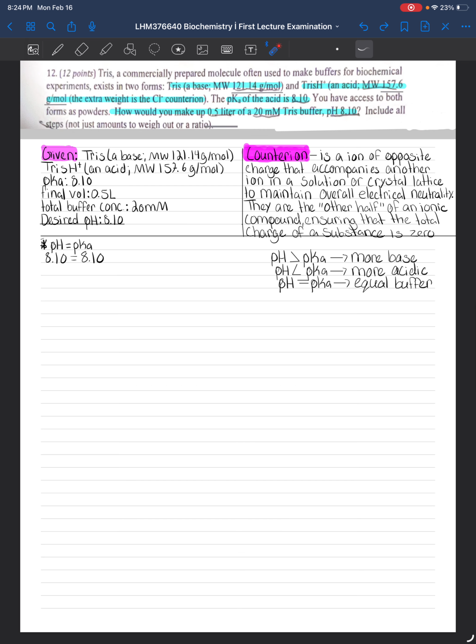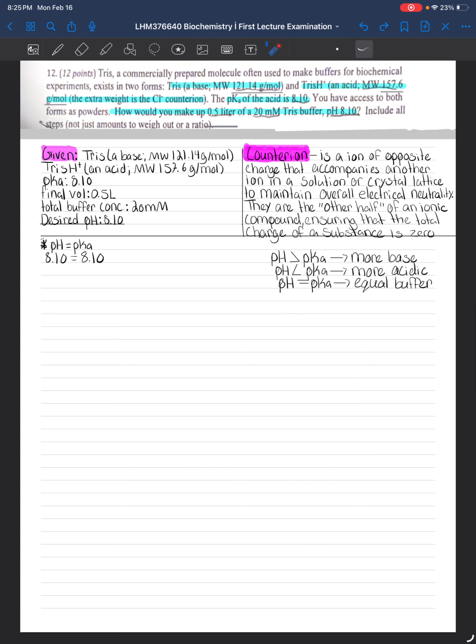So I already wrote what is given to us, as we can see here. We have a Tris base, and the molecular weight is 121.14. We have a Tris acid, 157.6, the pKa 8.10, the final volume 0.5 liters, the total buffer concentration 20 millimolar, and the desired pH is 8.10.